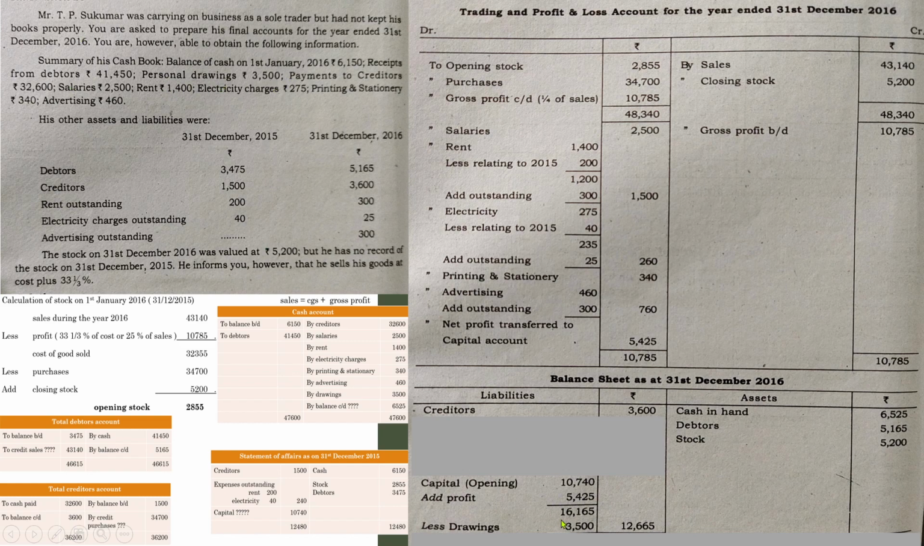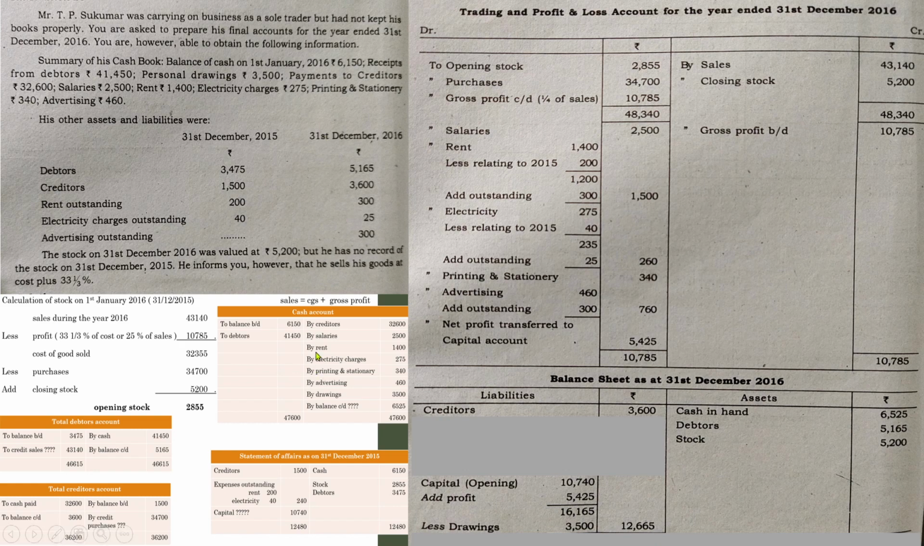Here drawings 3,500. See, if you are familiar with the format, just identify each item. What are the items? You need to add profit. If there is additional capital, add. If there is interest on capital, add. Less drawings, likewise. So just identify the values from the question or the computation. So these are the only details given in the question. So our net capital is 12,660.